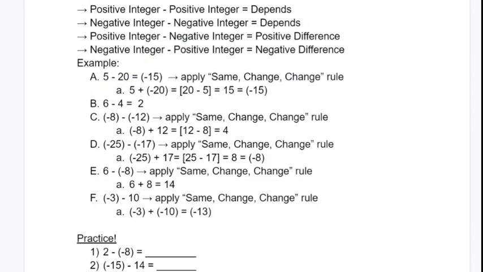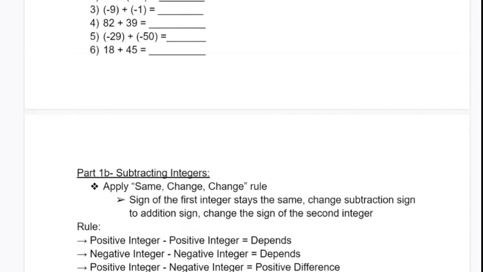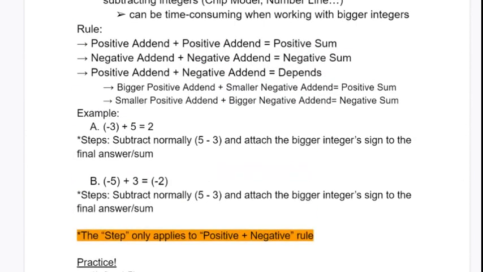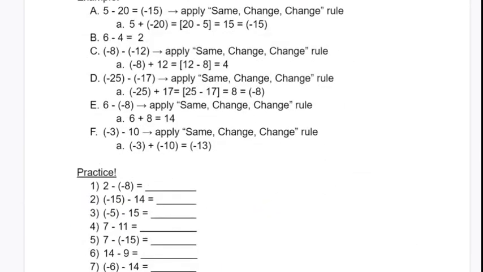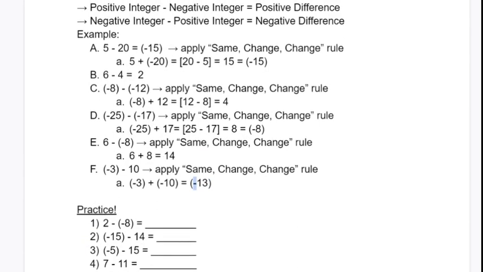And finally, here we have a negative integer minus a positive integer. So negative 3 minus 10. Negative 3 stays the same. Subtraction changes to addition. Positive 10 becomes negative 10. In this case, when we're doing a negative plus a negative, if we go back to our addition, negative plus negative is always going to give us a negative sum. So going down here, 10 plus 3 is 13, and we just attach the negative sign. Okay? And again, that goes back to the idea that a negative integer minus a positive integer is a negative difference.